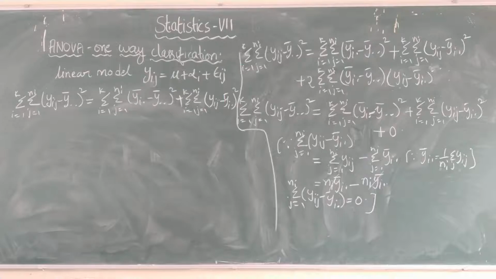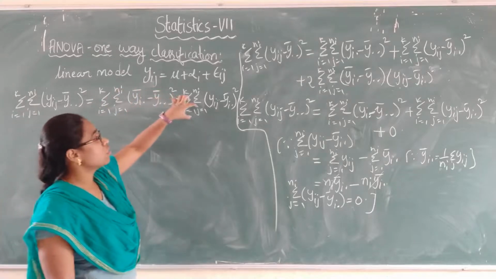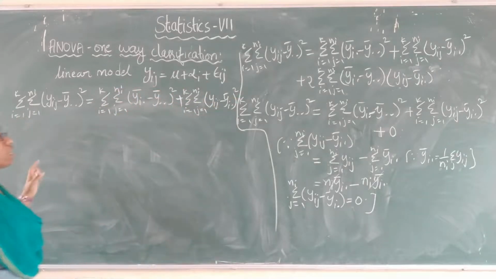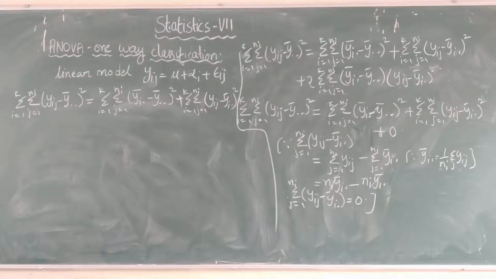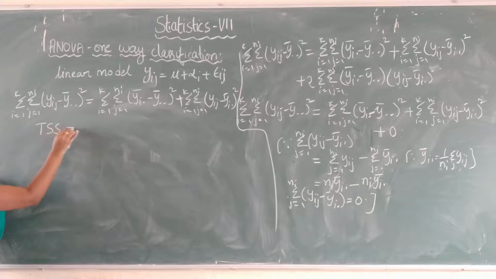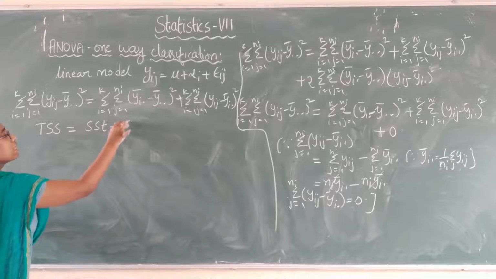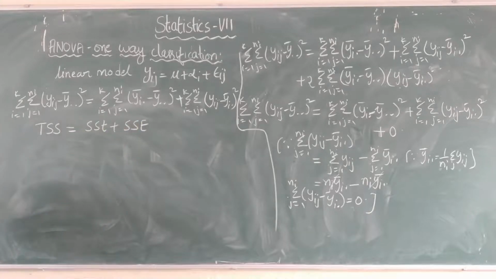So now this value we are going to partition as sum of the squares. So all these values are the sum of the squares. This is also sum of the squares. This is also sum of the squares. So now we are going to partition them as the sum of the squares. So this value I am writing as TSS equals SST plus SSE. So what does it mean?